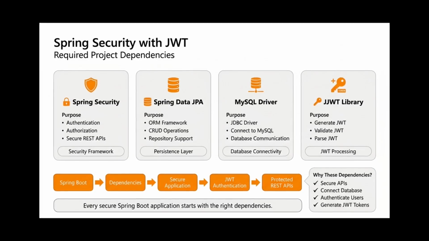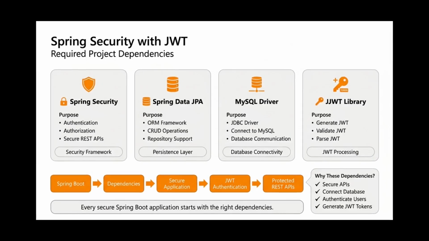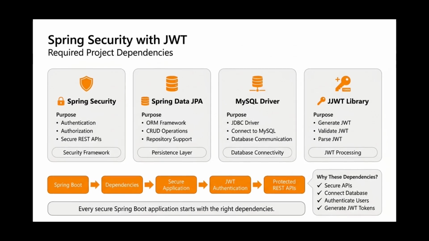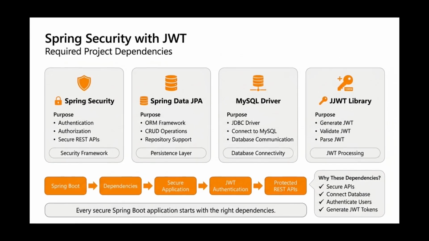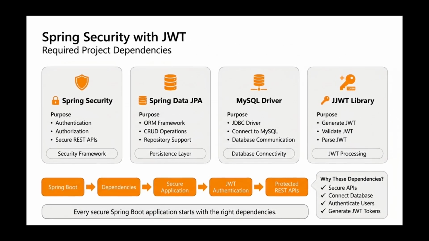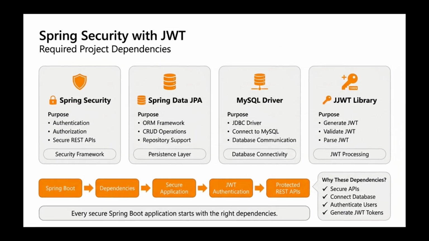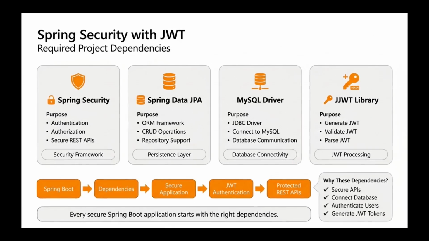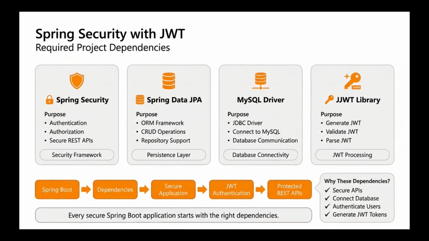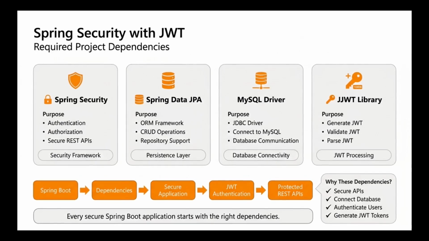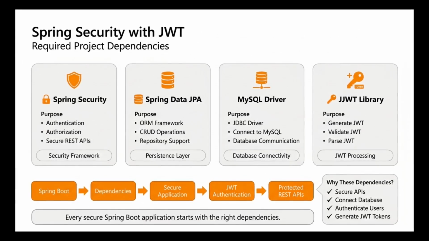Before we start building JWT authentication, let's first prepare our Spring Boot project. Every secure application begins with the right dependencies. Spring Security provides authentication and authorization, helping us secure our REST APIs. Spring Data JPA simplifies database operations by eliminating the need to write SQL for common tasks.